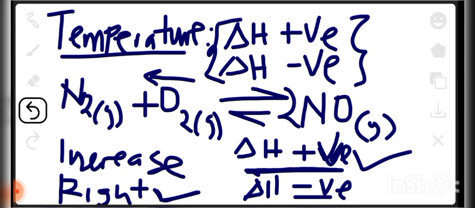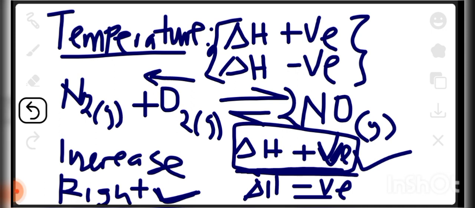For an endothermic reaction, an increase in temperature will cause the equilibrium position to shift to the right. While for an exothermic reaction, an increase in temperature will cause the equilibrium position to shift to the left. So take note of that. It's very, very important. So for this question, since this reaction is endothermic, if you increase temperature, the equilibrium position will shift to the right. If you decrease temperature, it will shift to the left. So take note of that.